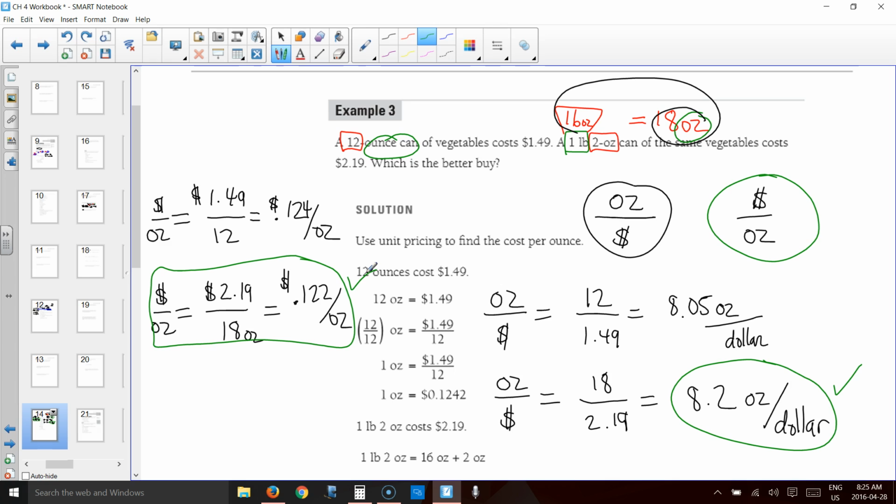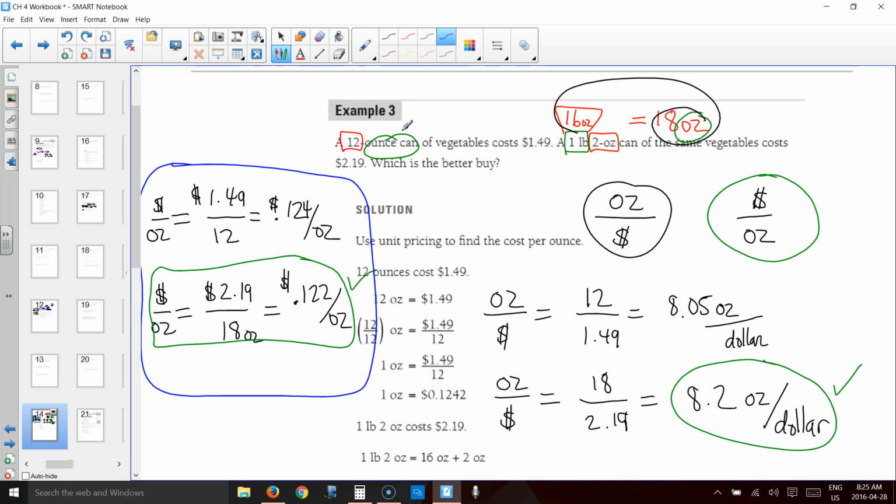I honestly like the idea of putting the money on top. If I was to choose the way that I'd want to see it, this is it right here. This is more appropriate for doing unit rates for these cans of vegetables. You want to know how much it costs you for 1 ounce.